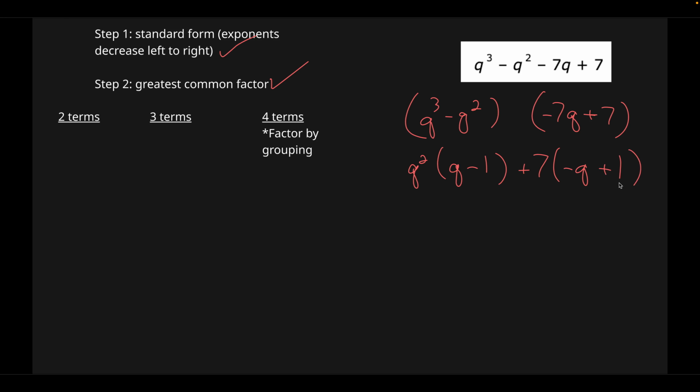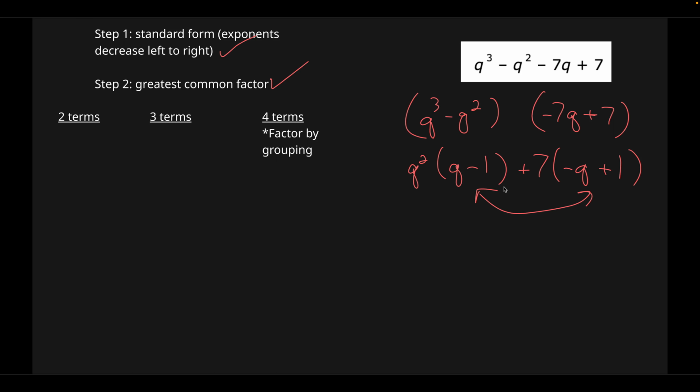But we have a problem here. Our parentheses don't match quite right. And I say quite right because they're kind of close. I've got a 1q and I've got 1s, but the signs are wrong, right? The positives and negatives are actually exactly backwards.